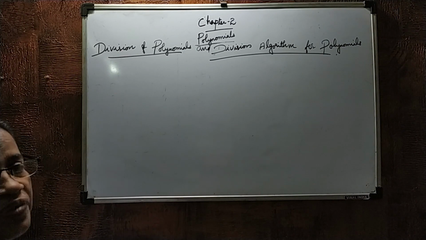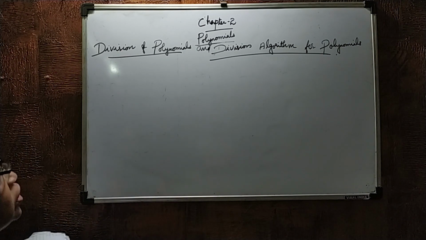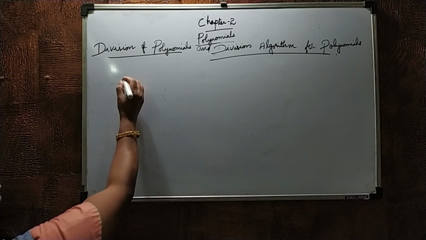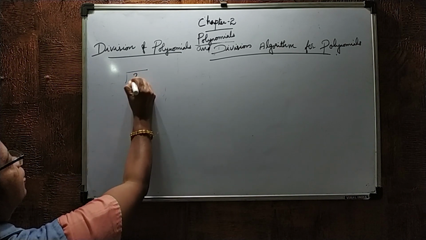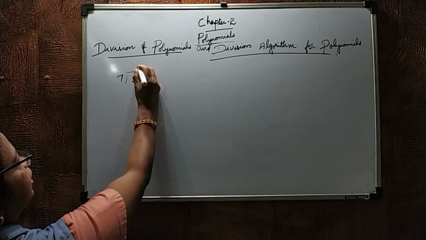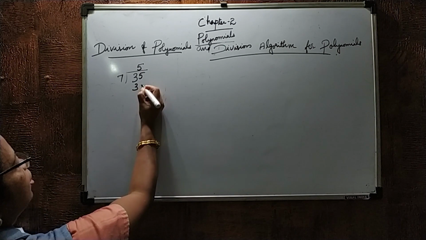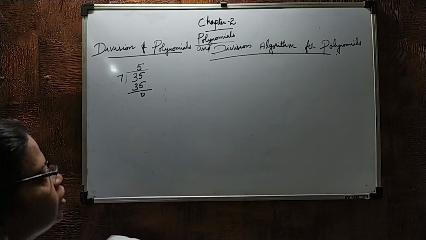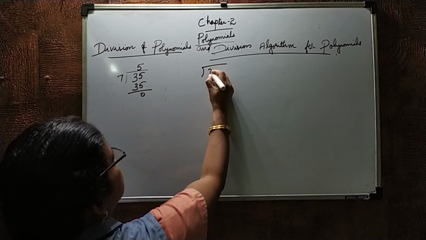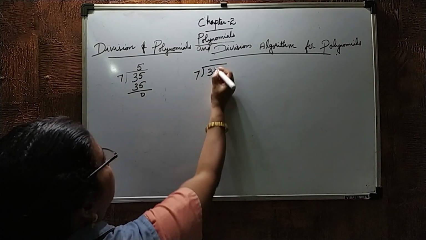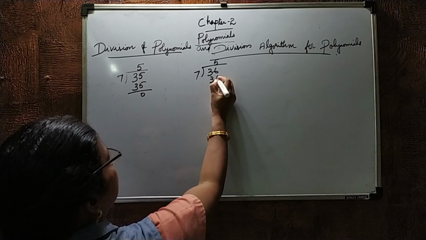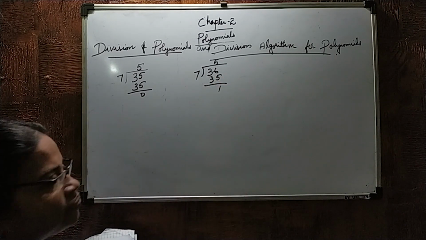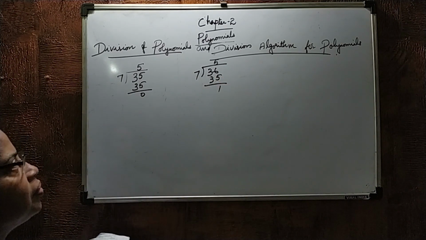Actually you know how to divide a number. Division of numbers you know. Suppose it is 35 divided by 7. You'll get the answer 5. Here 7 5s are 35. Balance equals 0. Here suppose it is 36 divided by 7. You will get 7 5s are 35. Remainder you got 1.